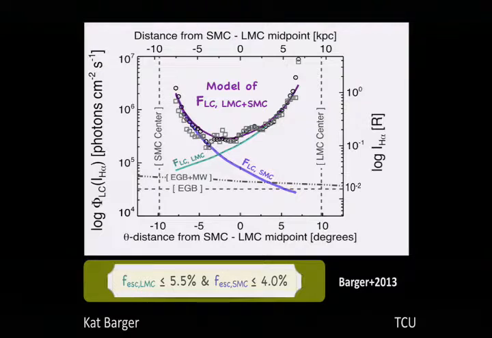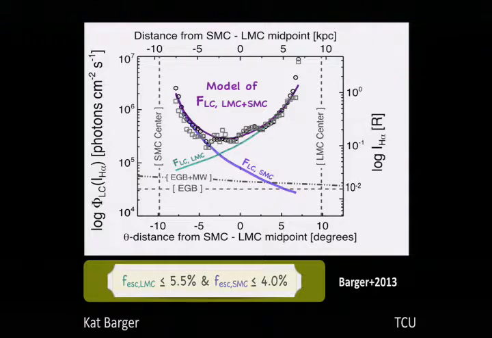Now, here's the resultant model for what we found, where we have that same figure that I showed you before, but with a little bit more drawings on it, where we have the combined estimate for how much ionizing radiation is escaping from these two galaxies shown here in purple. This is the estimate for just the LMC galaxy itself. And here it is for the SMC galaxy itself.